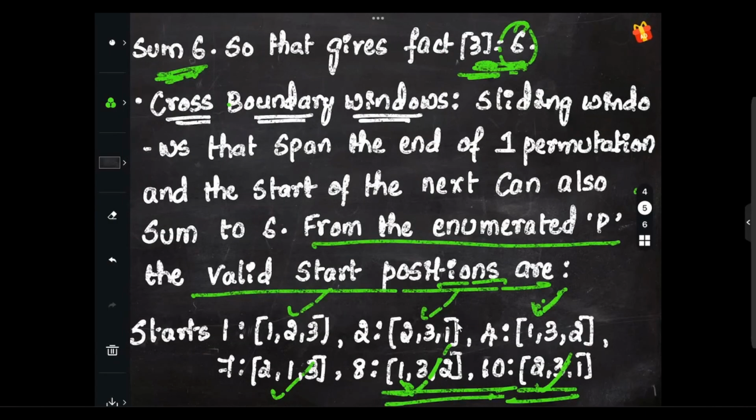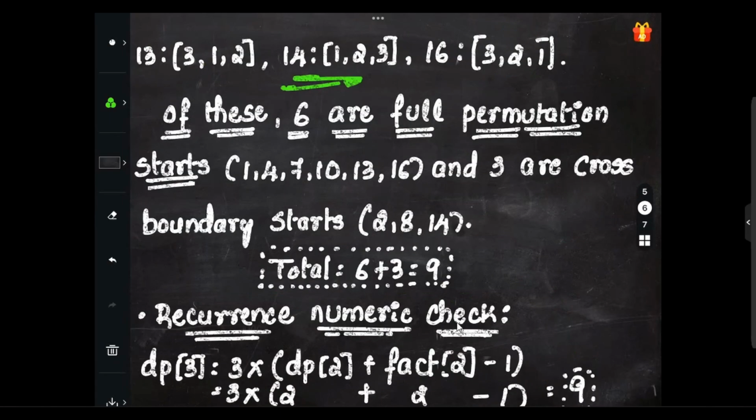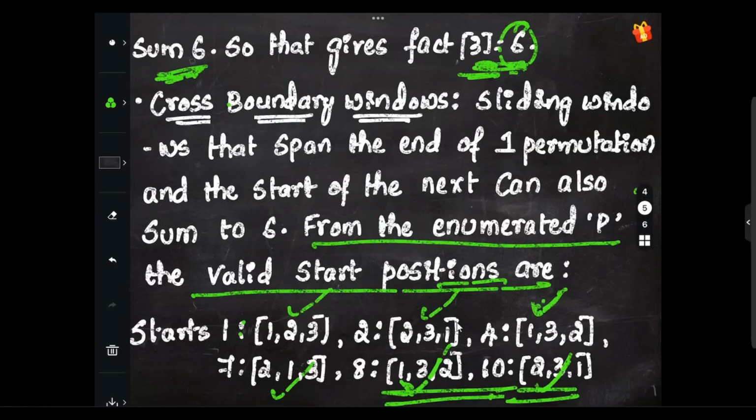Starts: 1 2 3, 2 3 1, 1 3 2, 2 1 3, 1 3 2, 2 3 1, and this one 3 1 2, 1 2 3 and 3 2 1. Of these, 6 are full permutation starts: 1, 4, 7, 10, 13 and 16, and 3 are cross boundary, that start at 2, 8, 14. So this one we saw. That is the reason I have given it here, see, 1 colon 1 2 3, 4 is 1 3 2, 7 is 2 1 3.